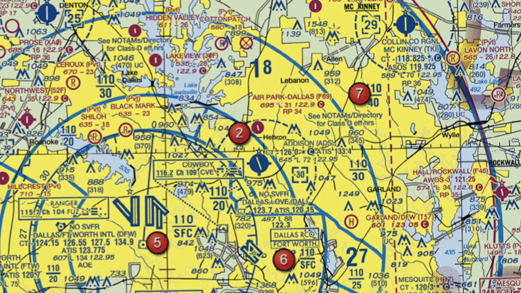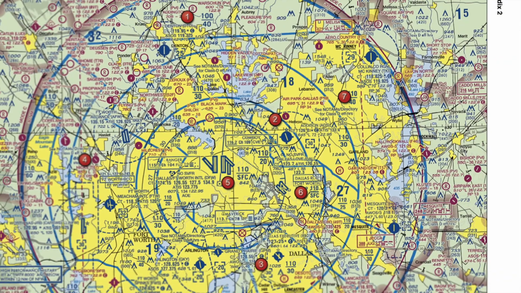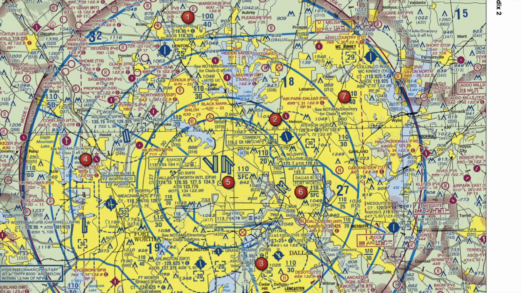So we have the actual information about the airport, so we just want to make sure that this is the airport that we need to look at. So we've got Air Park Dallas, airport identifier being F69. And then as you can tell in this figure, we're dealing with some Class B airspace. And how do I know it's Class B? Because of the solid blue line.